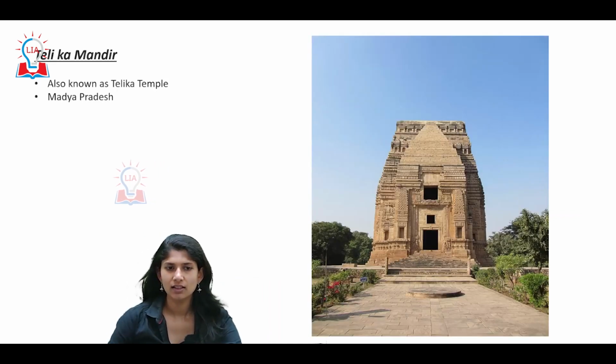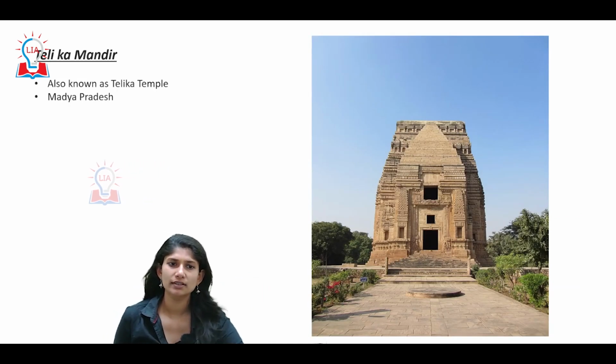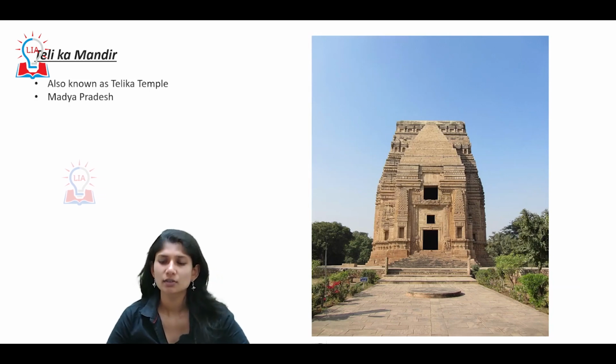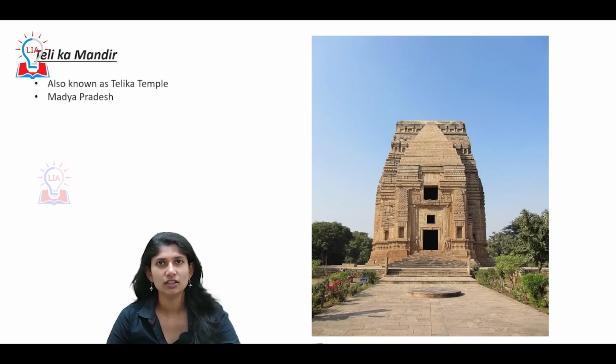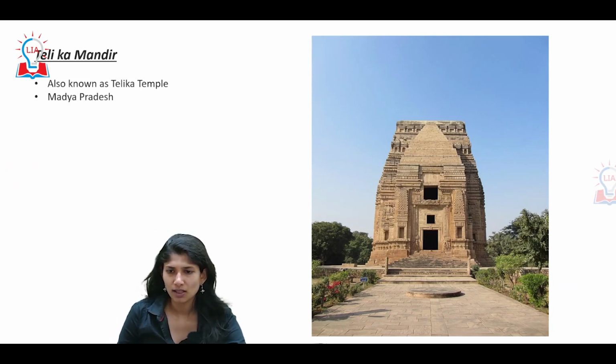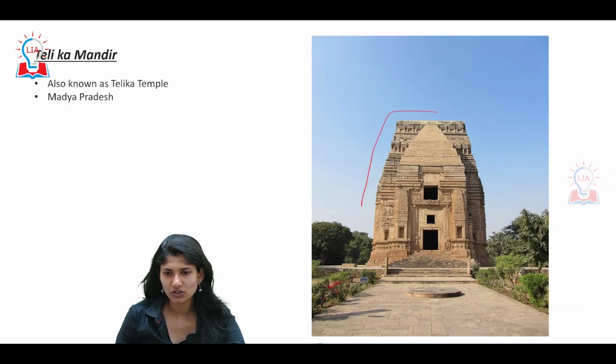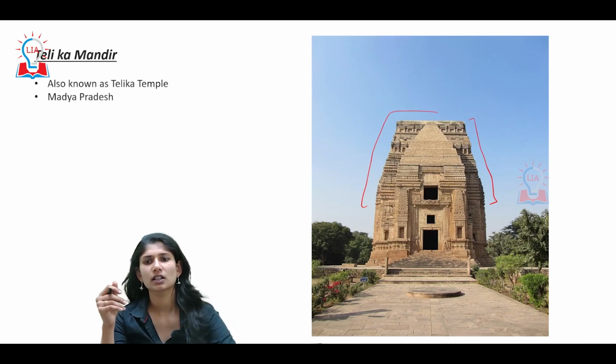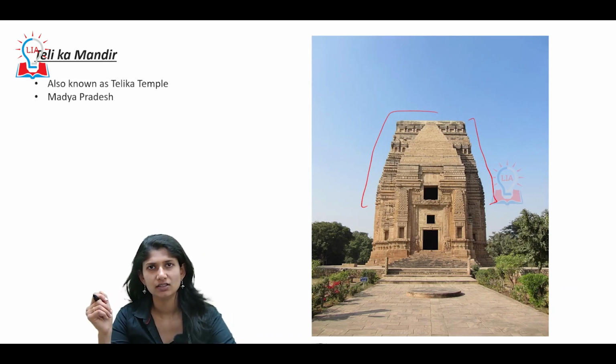Now, this is a very important architecture under the Pratiharas. This is the Teli Ka Mandir, also known as Telika Mandir. This is in Madhya Pradesh. Importantly, again, look at this structure. Further downwards, we will see what exactly is different here.